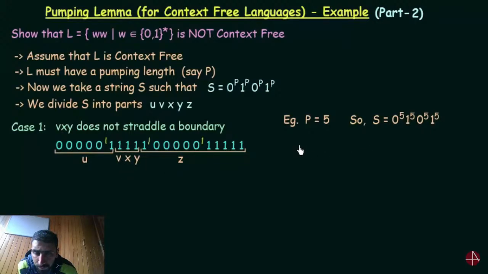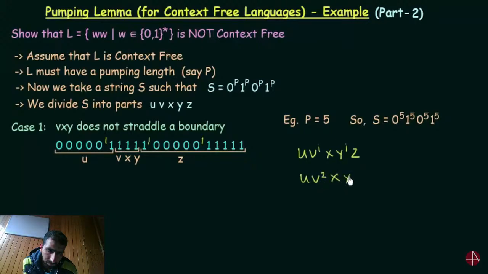And condition number 1 says that if I raise U, V raised to I, X, Y raised to I, Z, then this resultant string that I obtain also must lie in the language L. Now instead of I, let me replace my I with 2. You can replace with other numbers also, but I will just take it as 2. So I'll take it as U, V raised to 2, X, Y raised to 2, Z. Now let us erase these parts V and Y to the power of 2, and let's see what is the resultant string that we obtain.